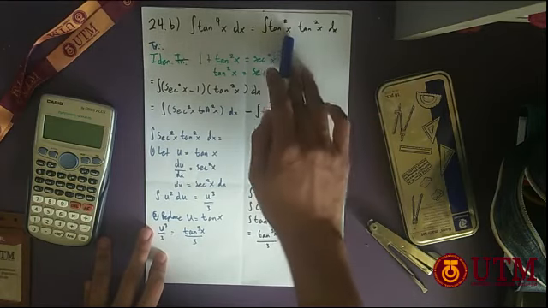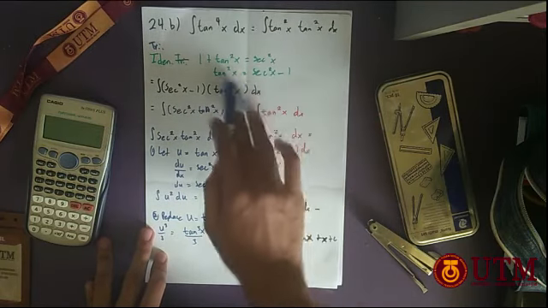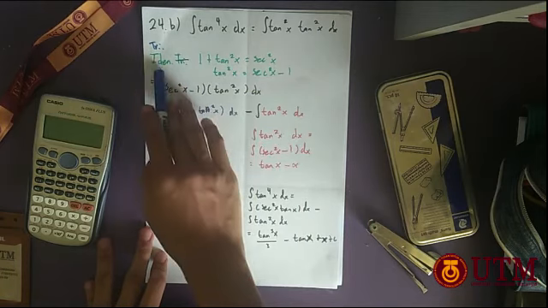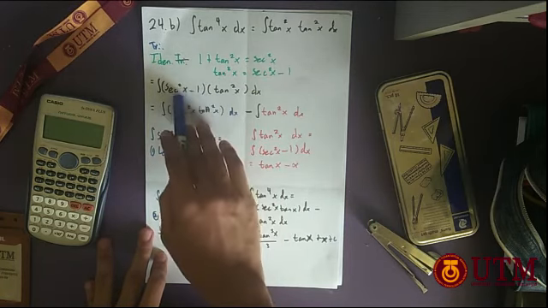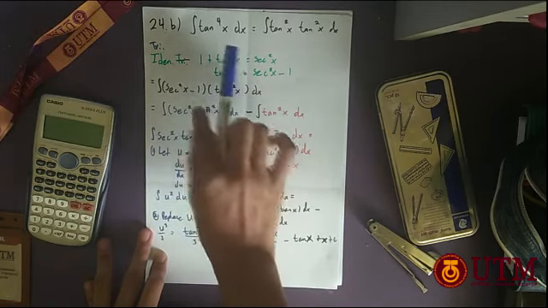Part B, first step we need to factorize it. We got tangent x squared, tangent x squared, and then we need to substitute one of them with secant x squared minus 1 based on the trigonometric identities, and then we multiply it, and then we got this equation, and then we need to integrate each part.